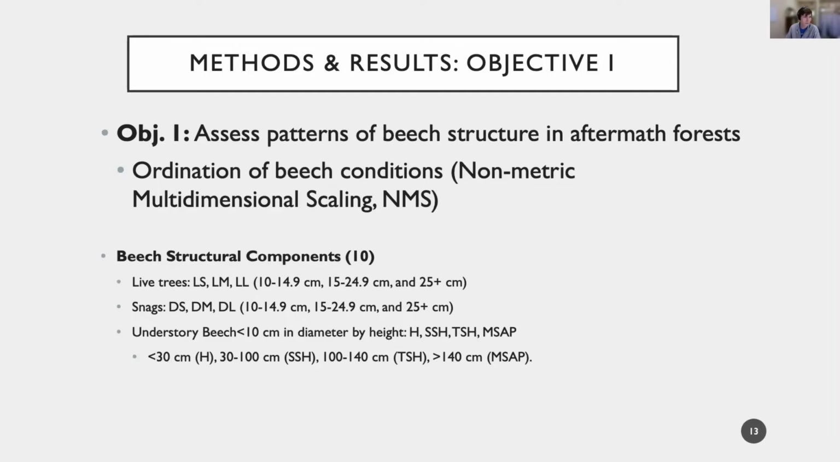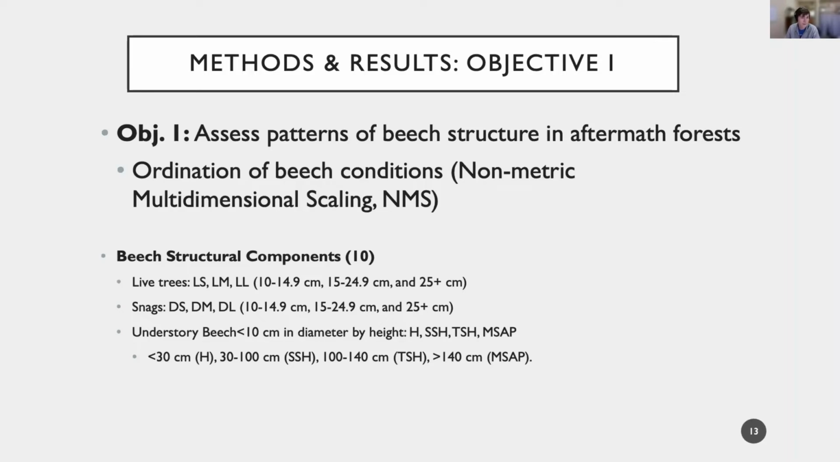We had 10 total variables, 3 of which were live trees in 3 size classes: 10 to 15 centimeters, 15 to 25 centimeters, or greater than 25 centimeters. Snags we had in 3 classes, that's dead trees in the same diameter classes as that. And then understory beech trees.